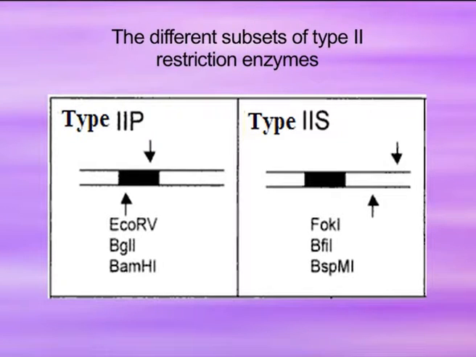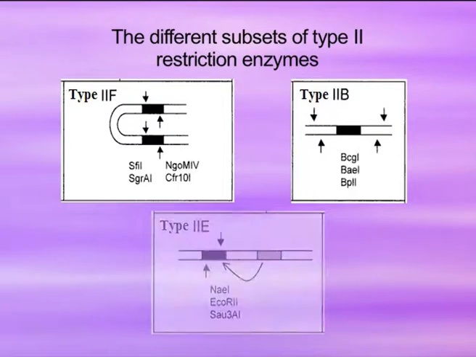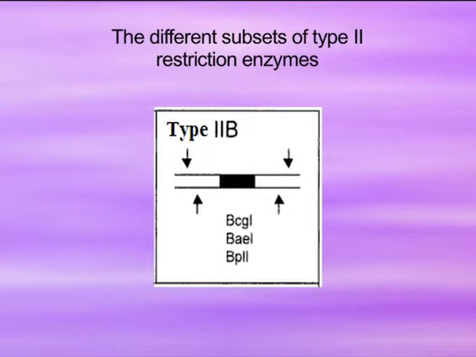Now, there are three other basic types: type 2F, type 2B and type 2E. In type 2B, the restriction enzyme makes double-stranded DNA breaks on either side of the recognition site, thereby yielding a fragment which contains the intact recognition site. The example of which is BcgI.